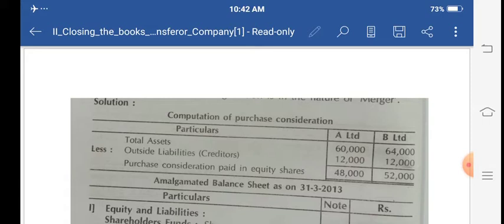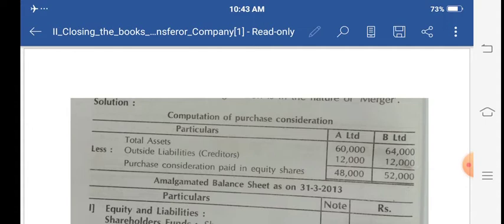So now, while preparing the common balance sheet for the C Limited at that time, these purchase considerations we have to convert into shares, and each share price is rupees 10. So now this is the 48,000 share capital for A Limited, and for B Limited it is 52,000. So each share price is rupees 10. Then how will the shares be? 4,800 shares for A Limited and 5,200 shares for B Limited. So like this we have to prepare the shares.